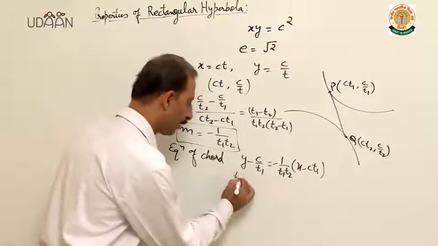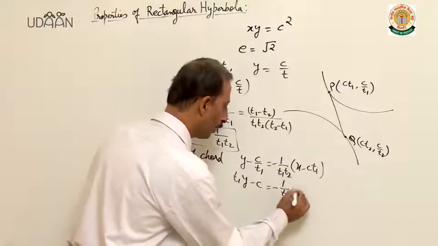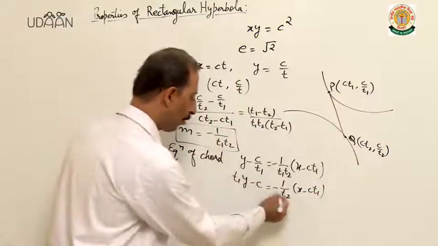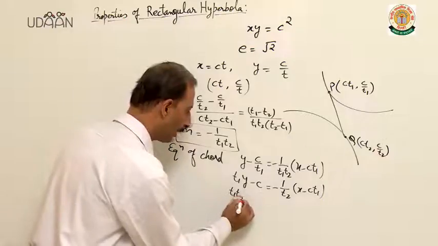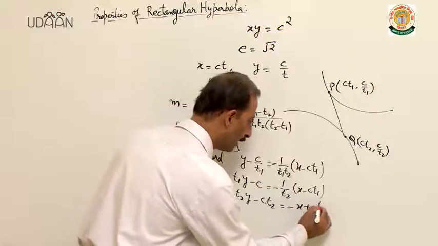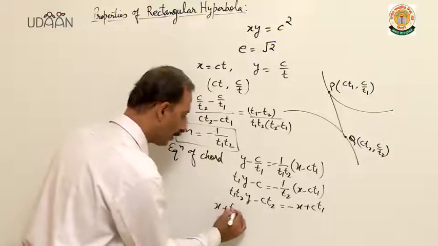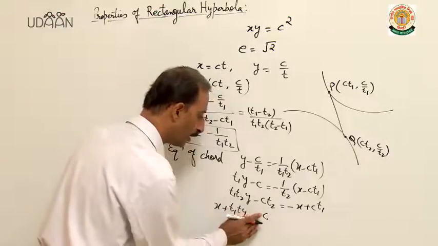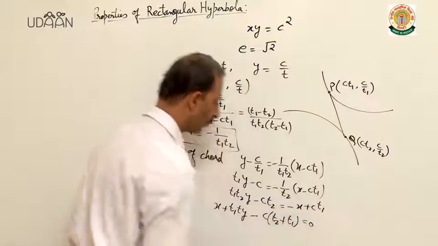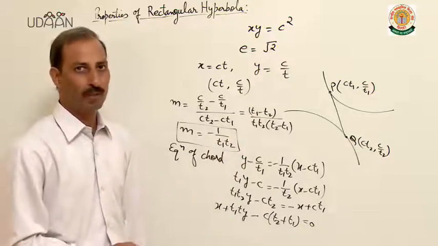Simplify this. T1y minus c is equal to minus 1 upon T2 into x minus c T1. We have taken T1 LCM, cancel this. Now multiply T2 also. So T1 T2y minus c times T2 is equal to minus x plus c times T1. Transfer all the quantity to the left hand side: x plus T1 T2 into y, so minus c will take common, T2 plus T1 equal to 0. That is the equation of the chord when 2 points P and Q in parametric form are given.